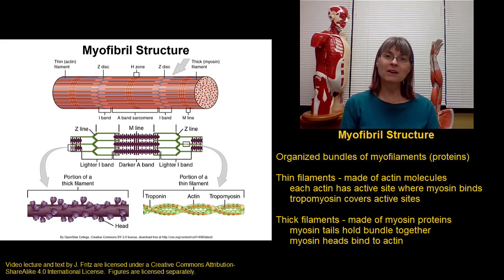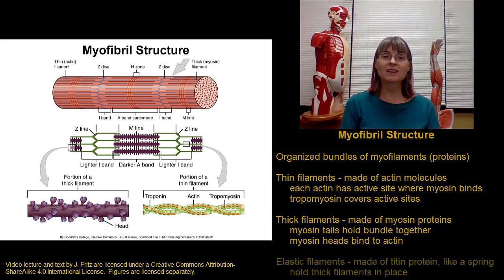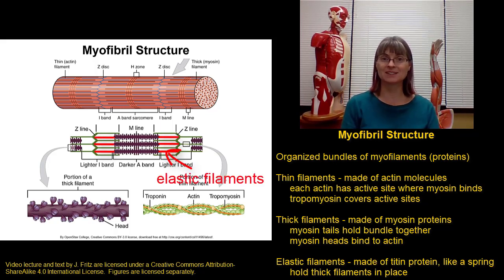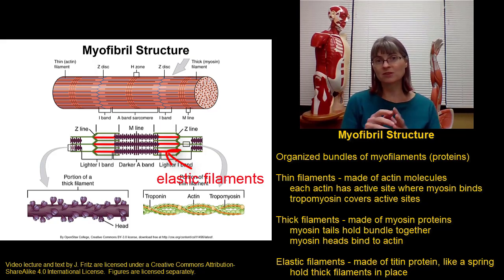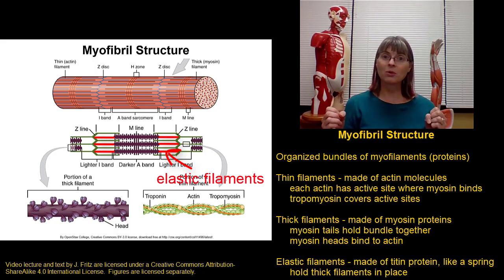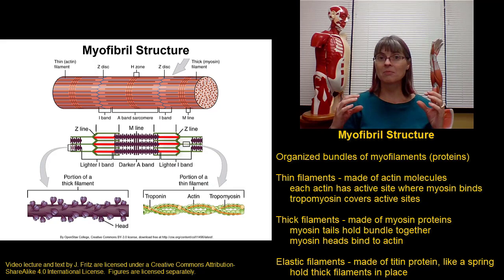The last of the myofilaments I want you to know about are the elastic filaments. The elastic filaments are made of a large protein called titin. Titin proteins are stretchy proteins that are important for helping to hold the myosin thick filaments in place. Unfortunately, a lot of models showing the arrangement of the myofilaments leave out the titin elastic filaments that are important for making sure that everything stays in place.